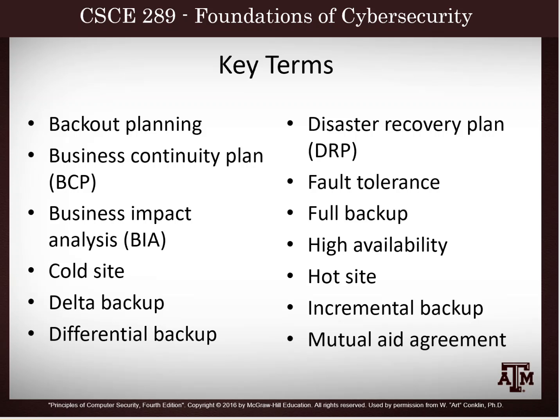A full backup is a complete backup of all the files and structures. High availability refers to the ability to maintain high availability of data and operational processing despite a disrupting event.